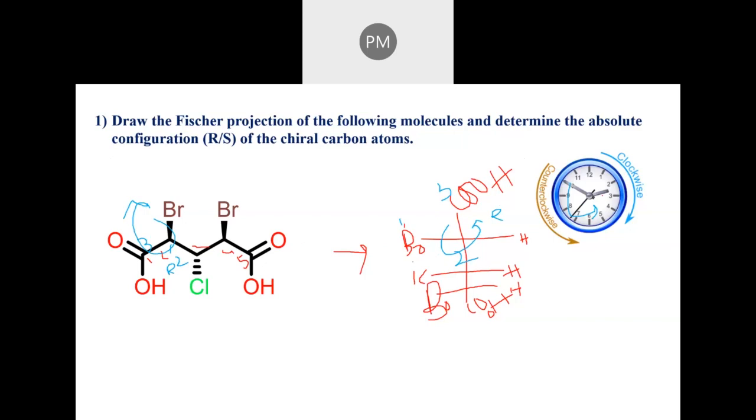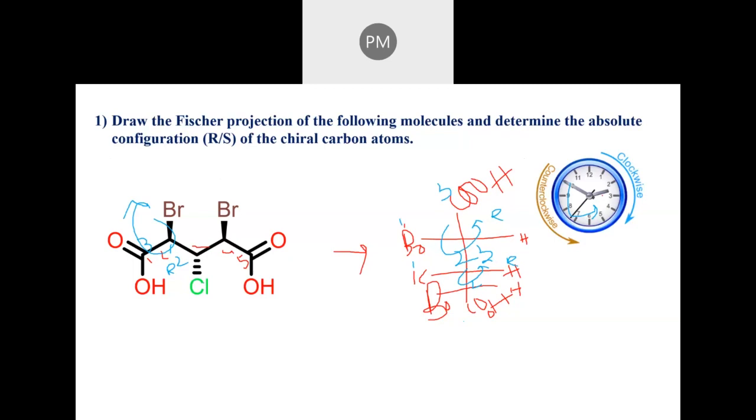Now for the next carbon, this will be first priority, and here the attached groups are C Br COOH, and here it is C Br CH. So this will be highest priority, and this will be second. For the middle carbons, this will be a second priority, and this will be our third priority. Now rotation 1, 2, 3. So the rotation is anti-clockwise. If your rotation is anti-clockwise, the configuration will be R.